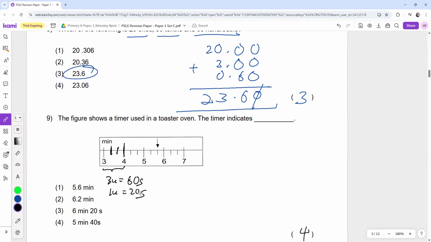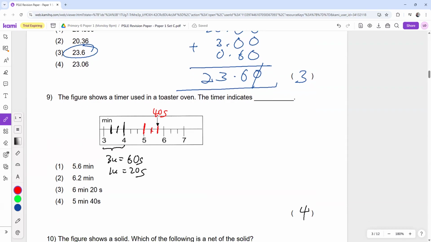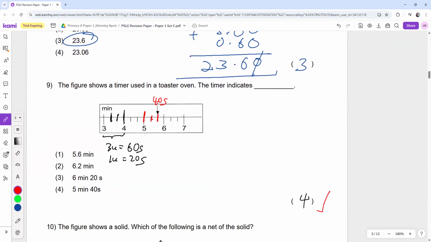Then start counting. This is 5 minutes already. Okay, 5 minutes. So 20, 40, 40 seconds. So 5 minutes and 40 seconds. Quite easy. So you need to count the units. You get it wrong because you maybe didn't count the units.